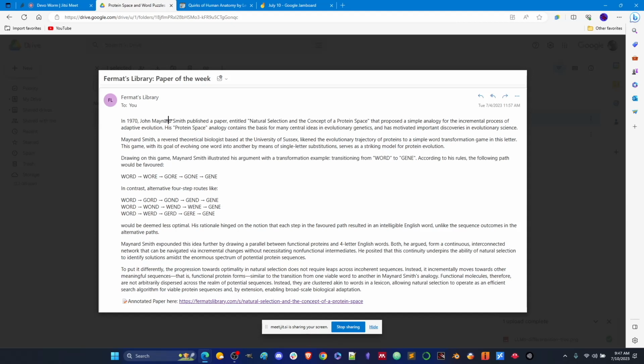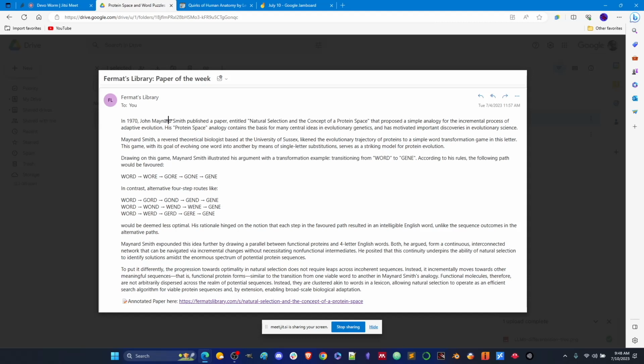Fermat's Library is like a set of papers where people can build a library in this specialized PDF interface where you can mark up the document collectively. You can take notes on a paper or whatever. So that's where this is coming from.